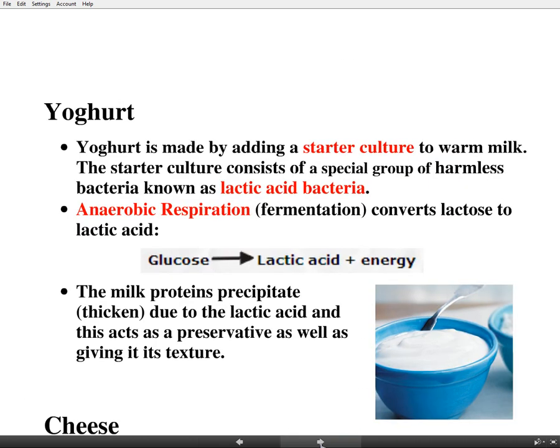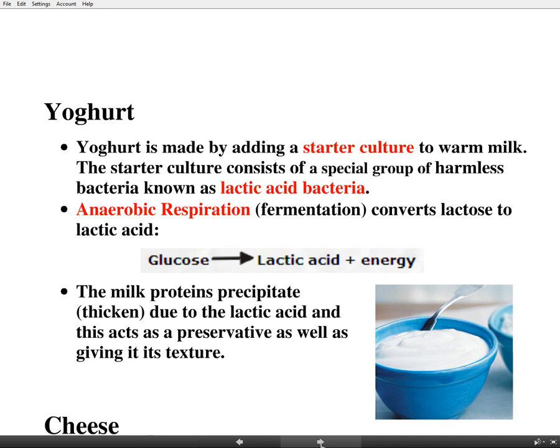Yogurt. So yogurt is made by adding a starter culture to warm milk. And a starter culture consists of a special group of bacteria, often referred to as lactic acid bacteria or lactobacilli, because they're usually rod-shaped. So that bacilli tells you they're rod-shaped. And so these are harmless bacteria. They don't actually cause us any harm. In a similar way, the yeast used in bread doesn't do us any harm either. And a lot of microorganisms really are quite good for us.